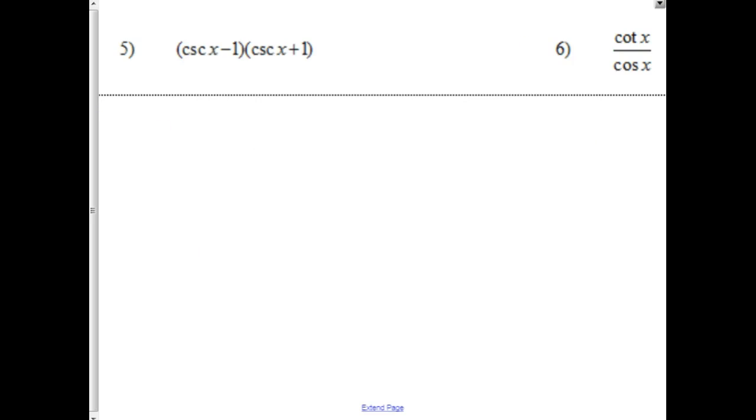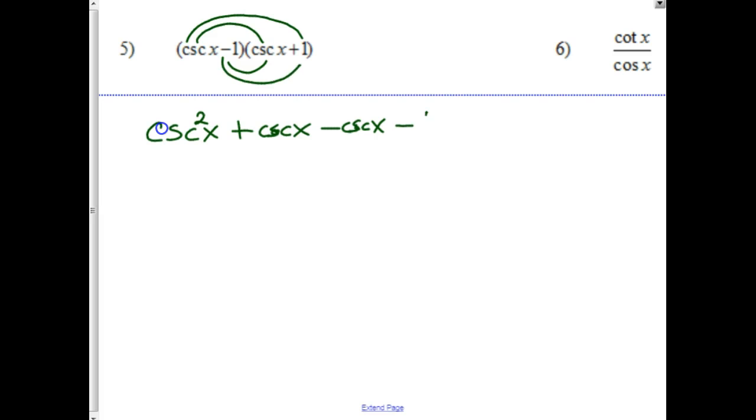All right, number 5. What we have here is a FOIL problem. So the very first thing that I'm going to do is go ahead and FOIL this thing out. All right, let's see what we get. Cosecant squared x, first term by first term, first term by last term, so that'd be plus cosecant x, right? And then minus cosecant x, and then, what is that, minus 1? Looks like that. I have a positive and a negative version of itself, so those are going to cancel, so I'm left with cosecant squared x minus 1.